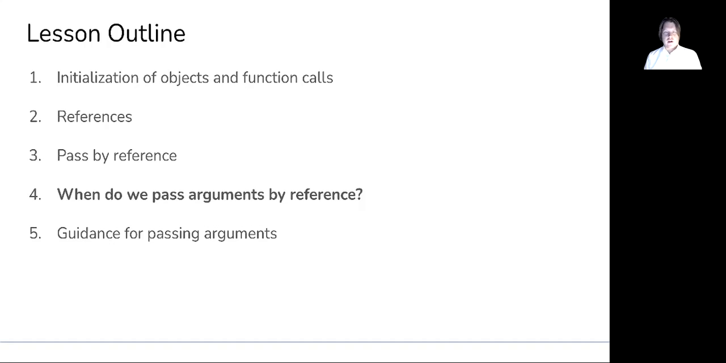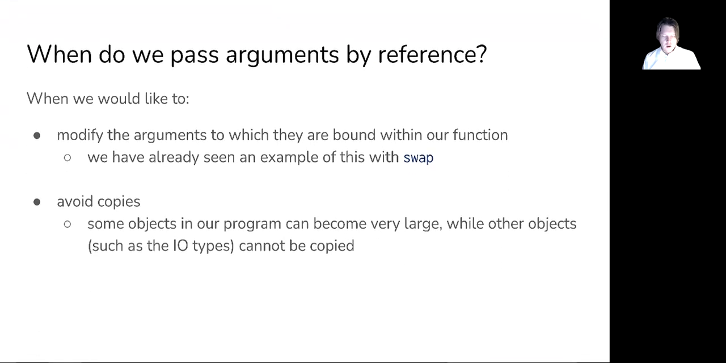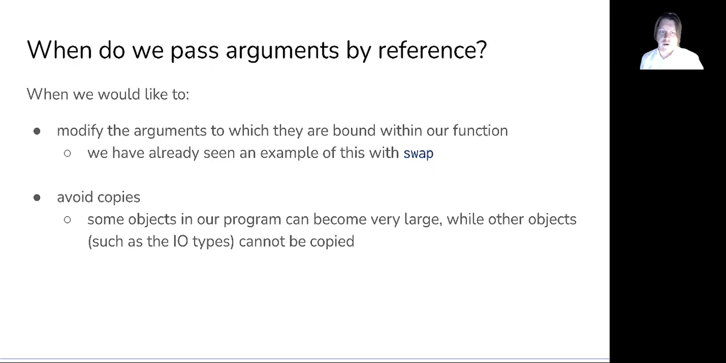Howdy and welcome back. We'll continue our discussion with when do we pass arguments by reference. So far, we've seen the idea of pass by value, which results in a copy, then pass by reference, in which the parameters refer to the arguments bound to them. So, when do we pass arguments by reference?